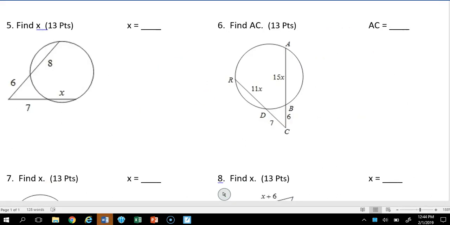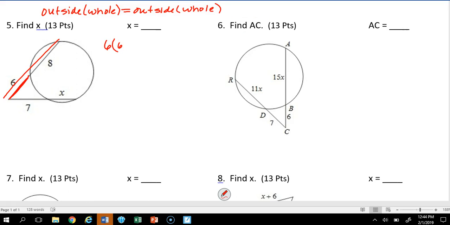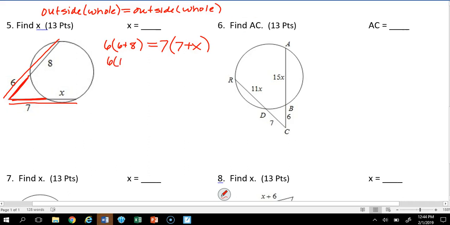So now we're on number 5. And on number 5, what I taught my kids was we're going to do outside times the whole. We're going to set that equal to the outside times the whole. So our outside here is 6, our whole is 6 plus 8, so that's 6 times 6 plus 8, and that's equal to the outside here, which is 7, and our whole is going to be 7 plus x. Okay, so this is going to be 6 times 14, and this is going to be 49 plus 7x.